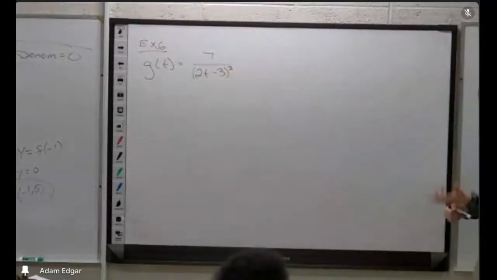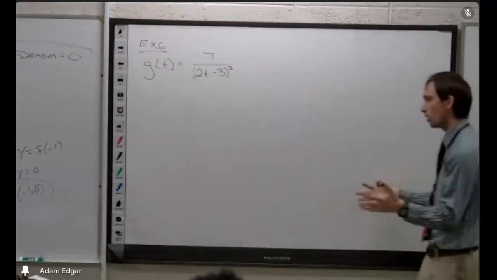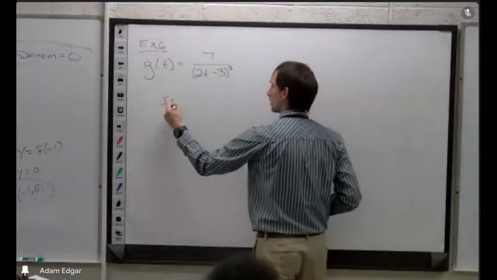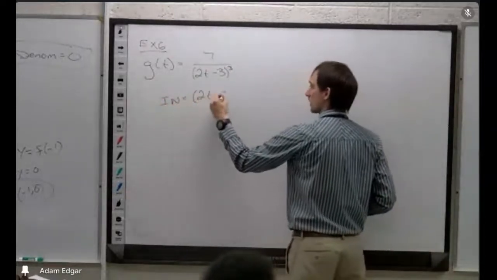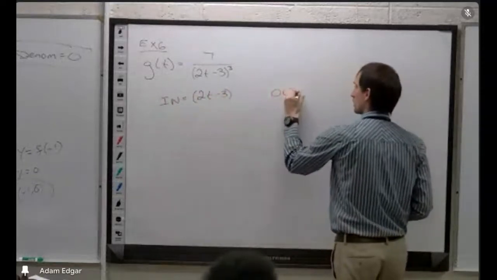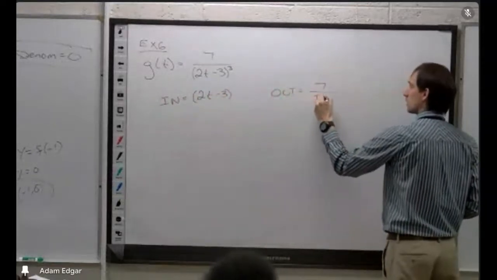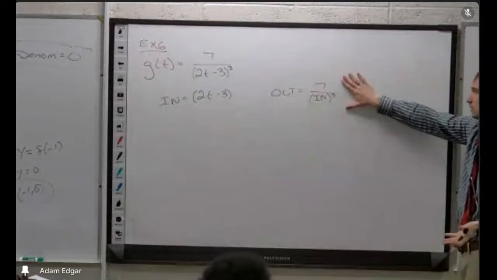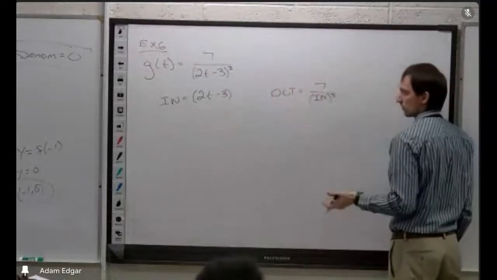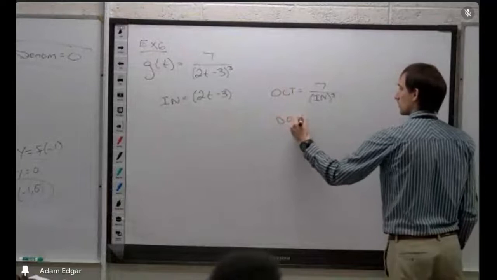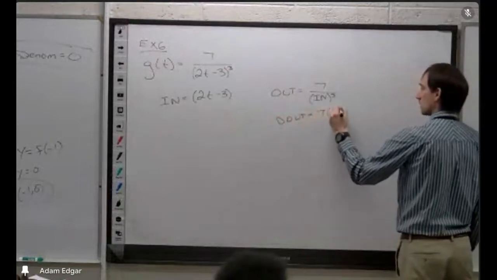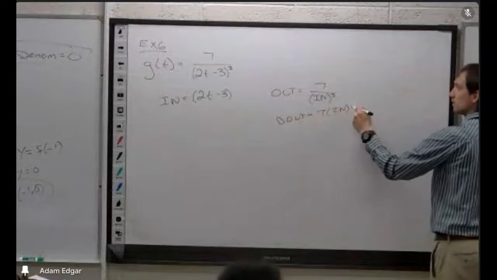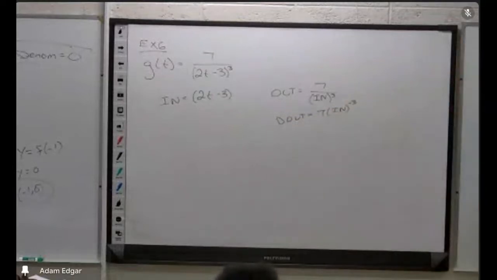You could do chain rule, and then there's a couple ways you could go about doing chain rule. You could just jump right in. If we jump right into chain rule, what's our inner part? 2t minus 3. And then what's our outer part? 7 over n to the third power. And then to deal with the outside part, how do we have to rewrite this before we differentiate? Bring up the n. So it's 7 times n to the what? Negative third. So that's a totally reasonable way to do it, and it's not that bad.